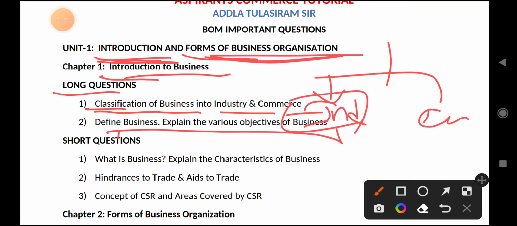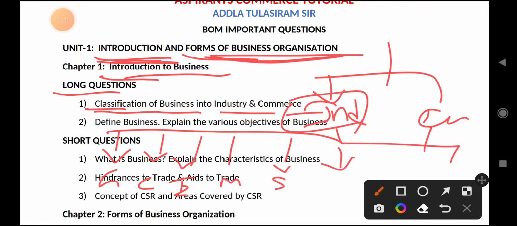Then in industry: extractive industry, manufacturing industry, service industry, genetic industry, constructive industry. Genetic, constructive, extractive, manufacturing, service, like that different types of industries are there. In commerce there are two categories, one is trade, another one is aids to trade. So these two things you need to consider. And trade again is divided into internal trade and external trade.